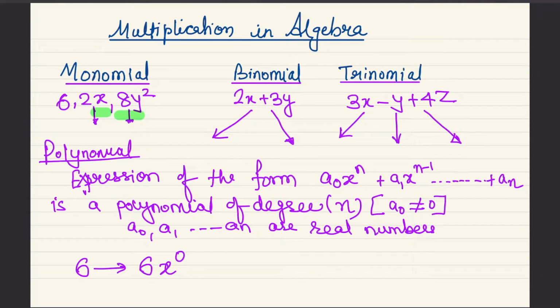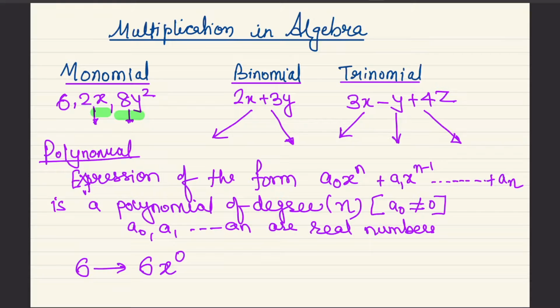In this video tutorial, we will try to multiply binomial with binomial, trinomial with trinomial and binomial with trinomial. Now, before that, I will brief you what is monomial, binomial and trinomial. Monomial is a polynomial with one term.